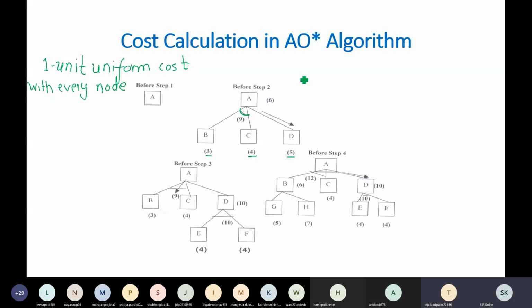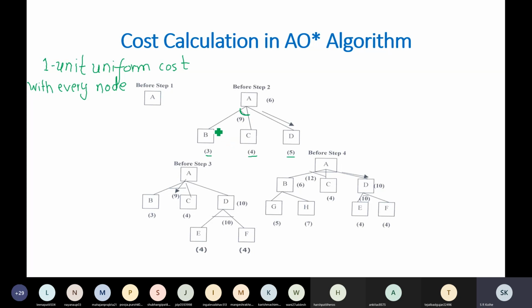So therefore what we have done, to generate B 1 unit cost, to generate C 1 unit cost, to generate D 1 unit cost. So the cost required to go through the path through B and C will be 4 plus 3 plus 1 unit cost for generating B plus 1 unit cost for generating C, that is 7 plus 2, 9 cost with this path.